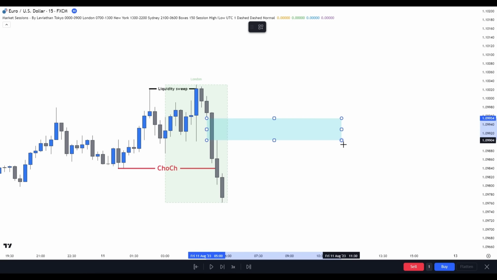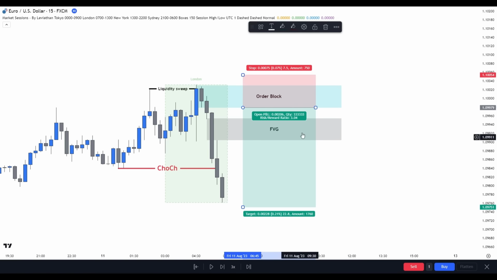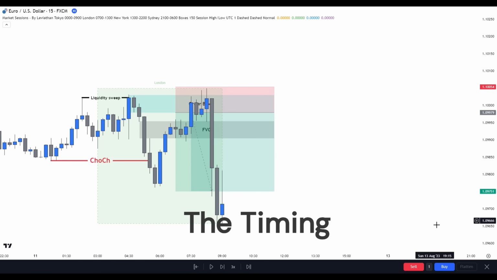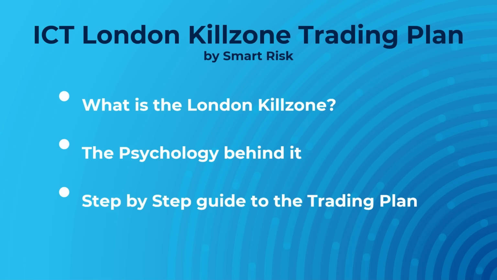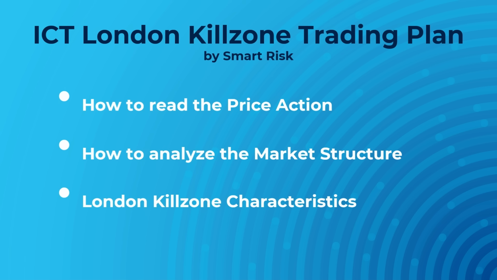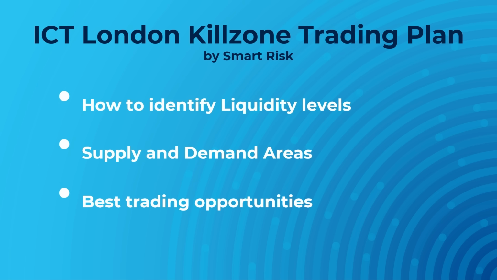If you're not familiar with the characteristics of market sessions and are simply executing trades at random times throughout the day, you are missing an important aspect of trading: the timing. In this video, we're going to share a powerful trading plan we have developed using the concepts of ICT kill zones. We will explain what the London Killzone is and how to use this knowledge to your advantage. We will show you how to read the price action and market structure like a professional trader when the kill zones start, and how to identify liquidity levels, supply and demand areas, and best trading opportunities.